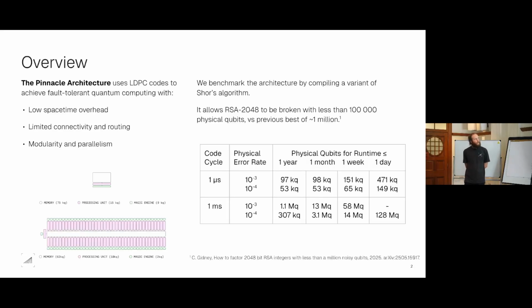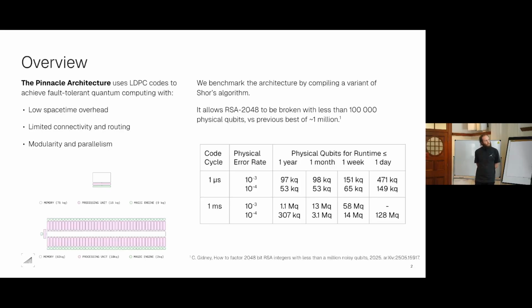In particular, what we find is that compared to the previous best result due to Craig Gidney from Google last year of how to factor 2048-bit RSA integers with close to 1 million physical qubits, we're able to do this factoring with less than 100,000 physical qubits, so we achieve an order of magnitude reduction. In terms of runtimes, we can achieve the 100,000 physical qubit result with a runtime on the order of a little less than a month, but we can easily scale up with small increases in the physical qubit number, for example to 150,000, in order to get better runtimes of the order of a week. So even on that time scale, we're still retaining this lower overhead for that runtime.